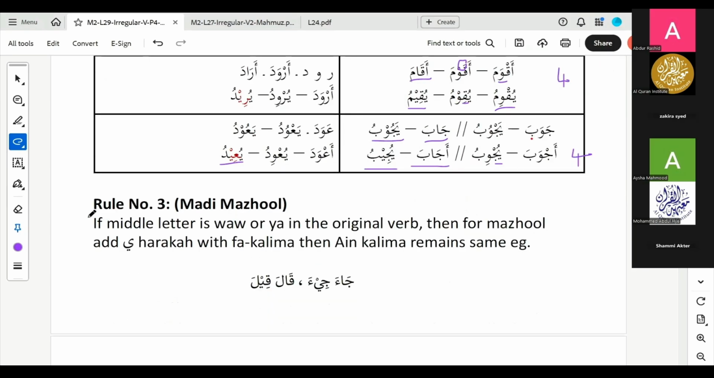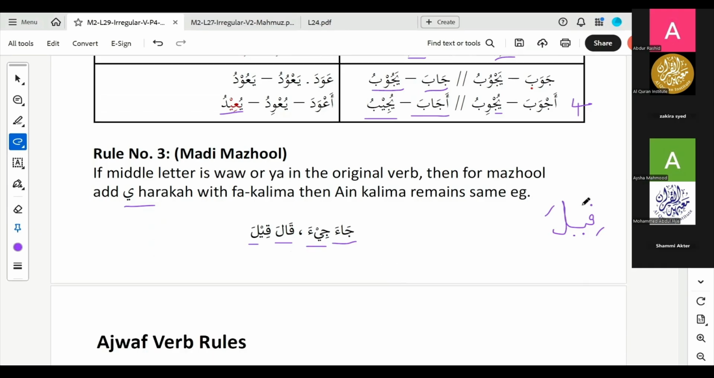So now rule number 3 is for Madi Majhul. So here this Madi Majhul will be on the pattern of Fi'la. So here we have Qala. So based on this pattern, after Fa, Ya will get added to the Fa letter. So it becomes Qi and the last letter will remain the same. So Qala becomes, for Madi Majhul, passive voice, Qila. For Ja'a, Ji'a. So this is the pattern for Madi Majhul, Fi'la.